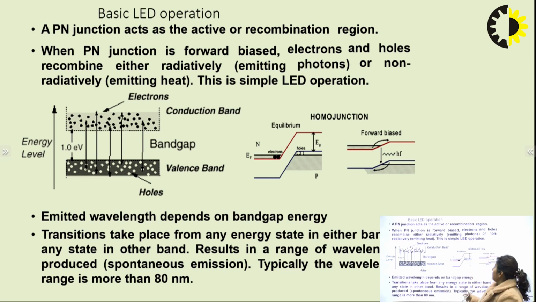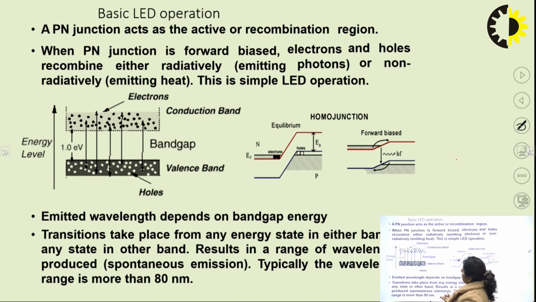So basically what is an LED? LEDs are known as light emitting diodes, and it is basically a PN junction which acts as the active or the recombination region. So it is somewhat similar to the PN junction. In an LED we have a P type semiconductor and an N type semiconductor. We join that and we create an LED.